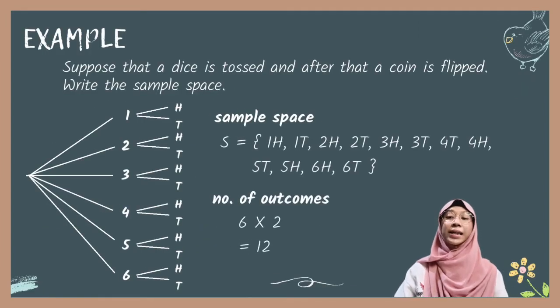For example, suppose that a dice is tossed and after that a coin is flipped. Write the sample space. First, we draw a diagram to make it easier for us to answer the question. Next, we list all the sample space. And lastly, the number of outcomes is 6 times 2. 6 is the outcomes for tossing a dice, while 2 is the outcomes for flipping the coin. And the final answer is 12 outcomes.